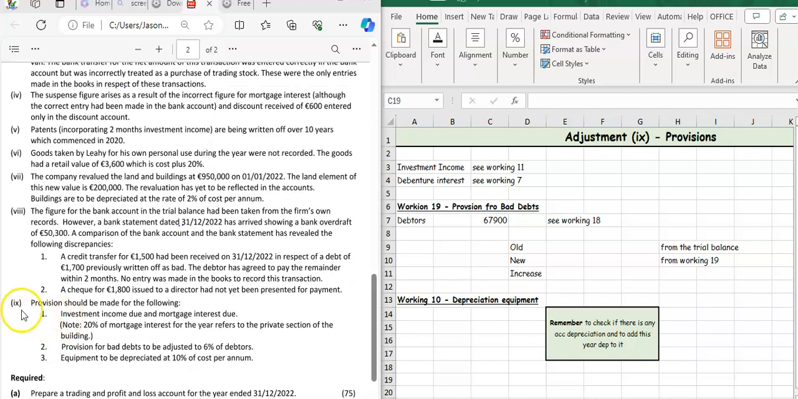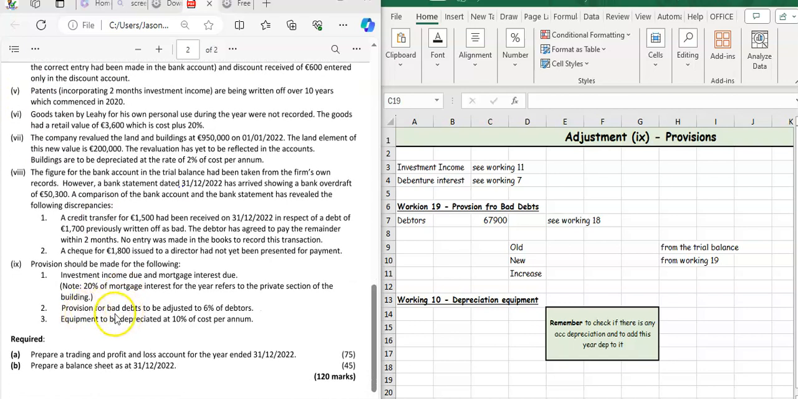Okay, so let's have a look at the last adjustment, adjustment 9, for Leahy 2023 sole trader higher level question. So we have to make provisions for the following: investment income due and mortgage interest due. So I have them included as part of my debtors working, which is working 5, and also as part of my suspense working for mortgage interest due, which is adjustment 4. Then your next is provision to be made for bad debts to be adjusted to 6% of debtors. So we need to find out how much our new provision is going to be.